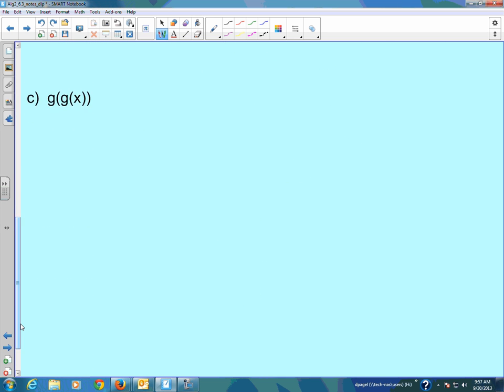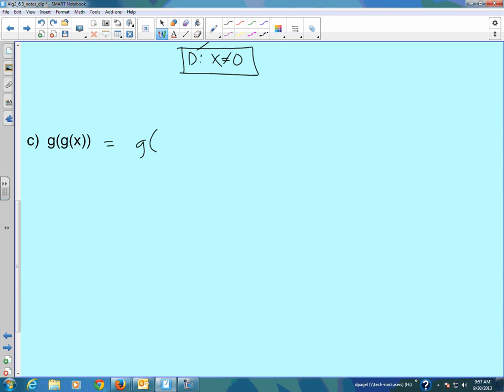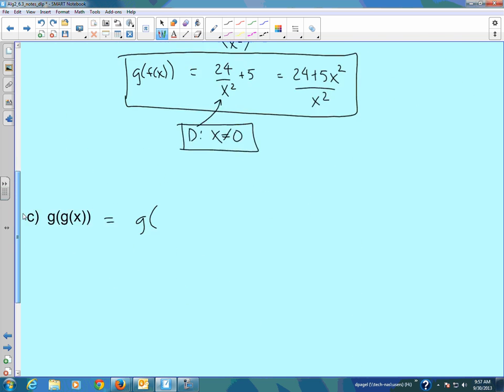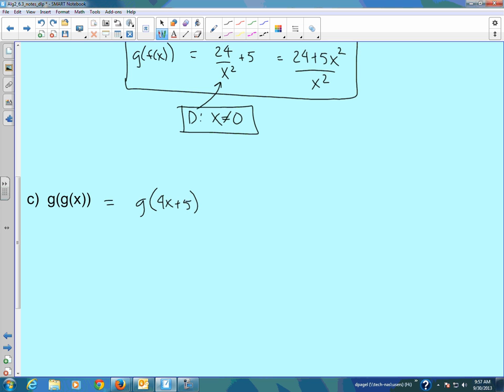g of g of x. Well, now we get g of, and we're plugging our g function into itself, 4x plus 5. So now we get equals 4 times 4x plus 5, and then plus 5. All right, 16x plus 20 plus 5 gives me 16x plus 25 is g of g of x. So there's your composite.